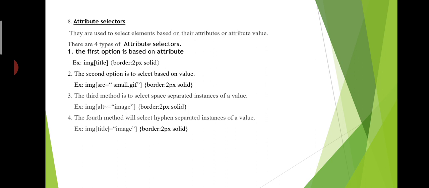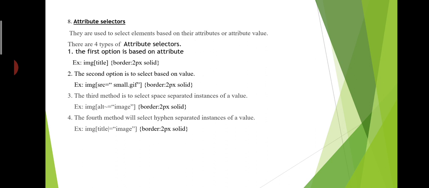In the same way, the second option is based upon the value of the attribute. Here, IMG is a tag, SRC is an attribute. Here, small.gif is the value which is provided to the SRC. So that small.gif image is there, no? That will become 2 pixels in size and a solid representation.